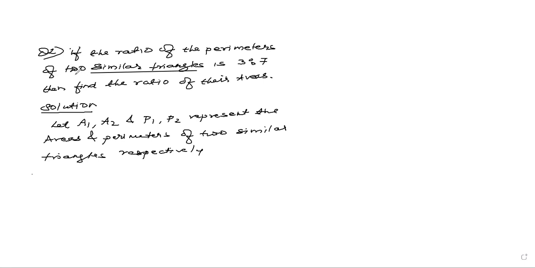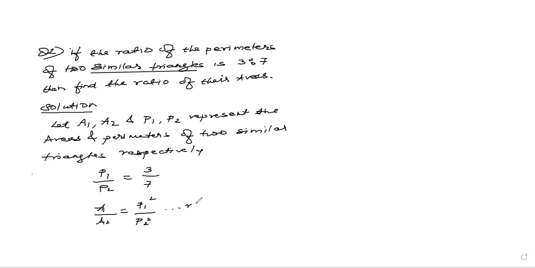Now after this, I can say what is given. The ratio of the perimeters of two similar triangles is 3:7. So P1 upon P2 is 3/7 is given. And they want me to find the ratio of the areas. I want A1 upon A2. The last statement, what did I say? A1 upon A2 equals P1 squared upon P2 squared.